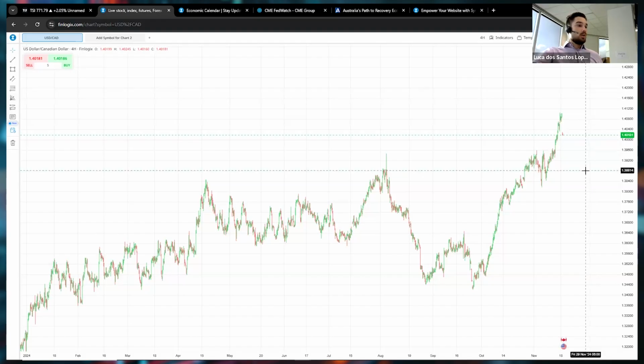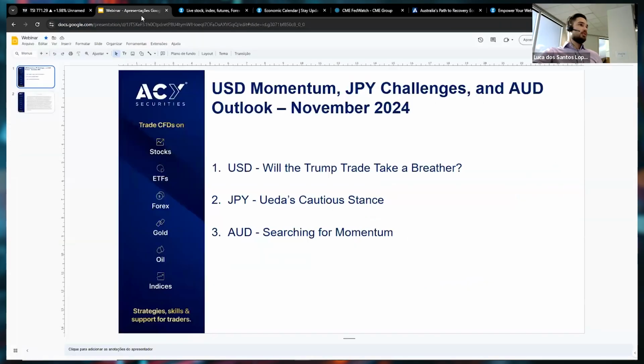Okay, guys, thank you so much. So pretty much what we've looked at today is the US dollar: will the Trump trade take a breath? Most likely not until the end of this year, I continue to say. Japanese yen, where does it cast its stance? Japanese yen will continue to be very, very weak, and will continue to put pressure towards the USD. And the Australian dollar is searching for momentum. So let's see how we go from the RBA.